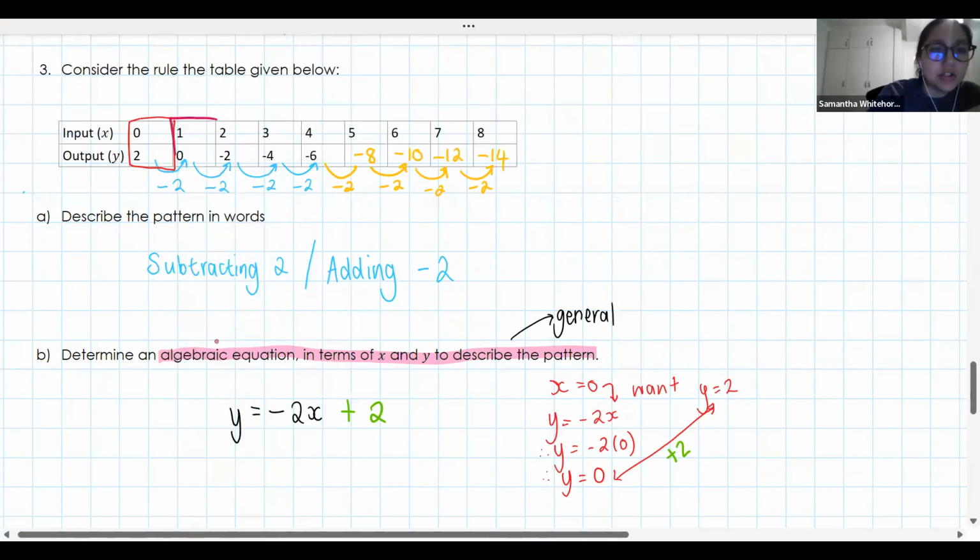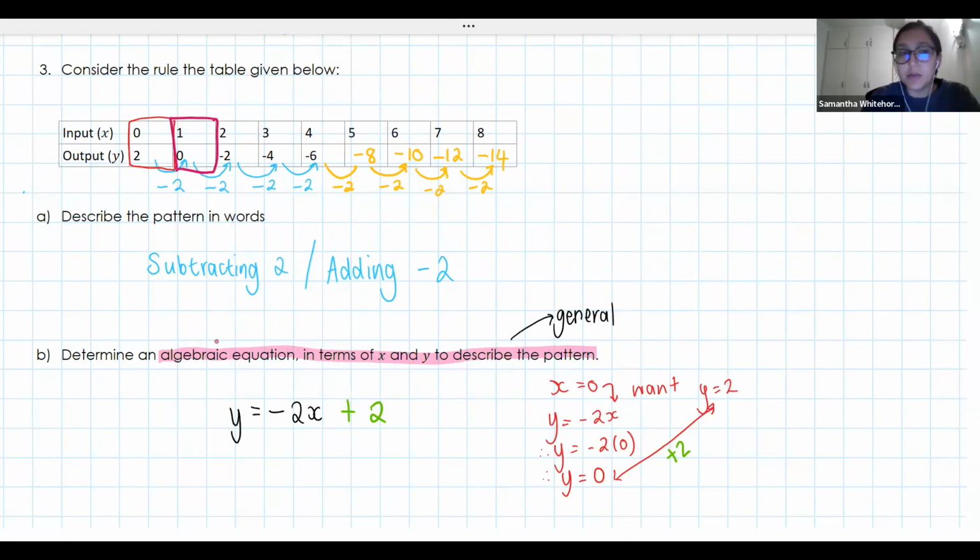So now I'll go to my next input. You can really pick any input or output. It really doesn't matter, but I'm just going to choose the next one. So I've got my input as 1, and I want an output of 0.